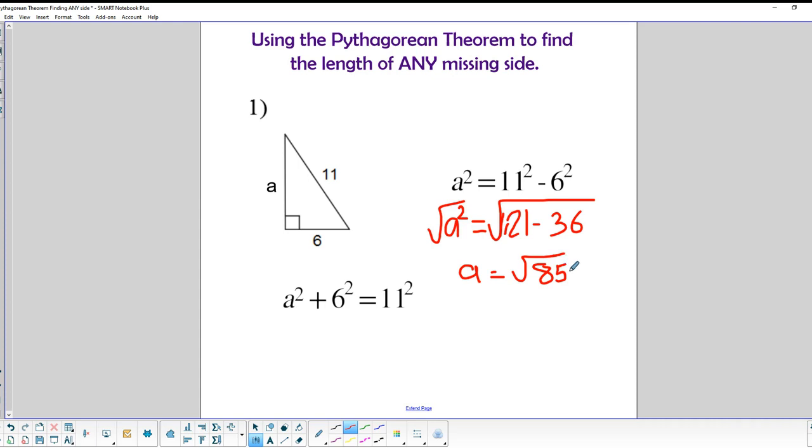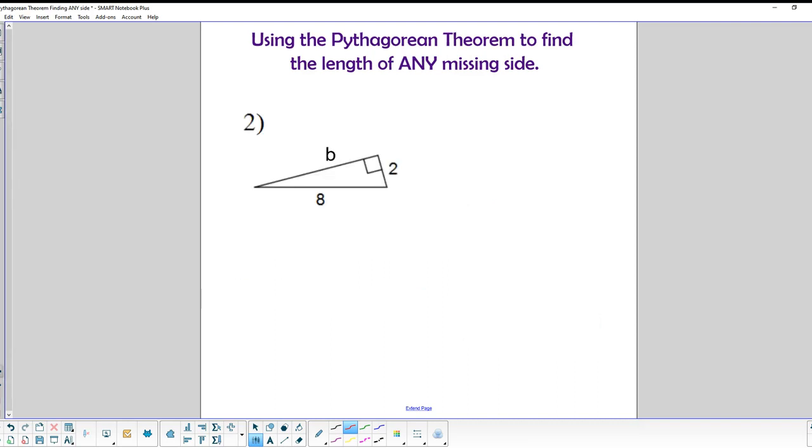And we know that 9 times 9 is 81, so this is going to be a little bit more than 81. It's actually going to be 9.2 if we round it to the nearest tenth. And there we go, 9.2. On the assignment, if we want you to round it, we'll tell you what to round it to. Everything will be just fine. Okay, move on to the next one.